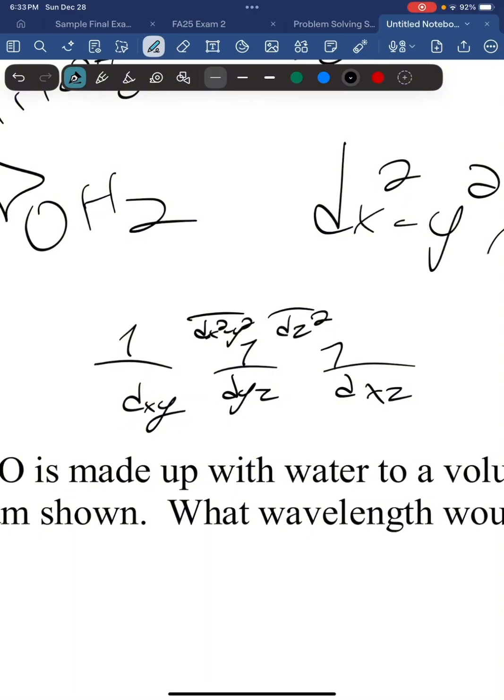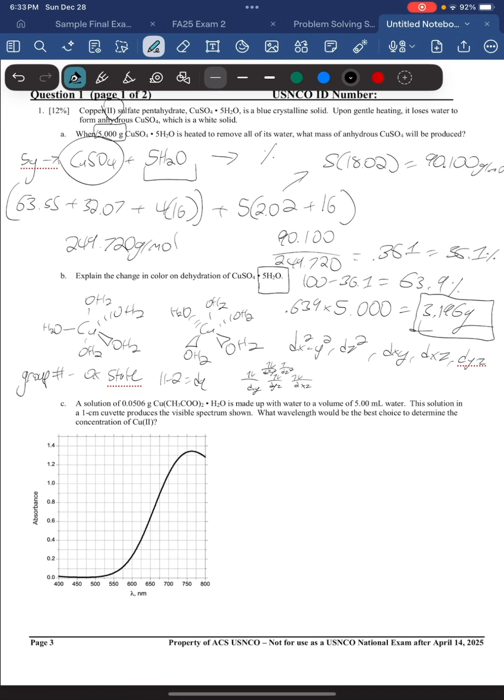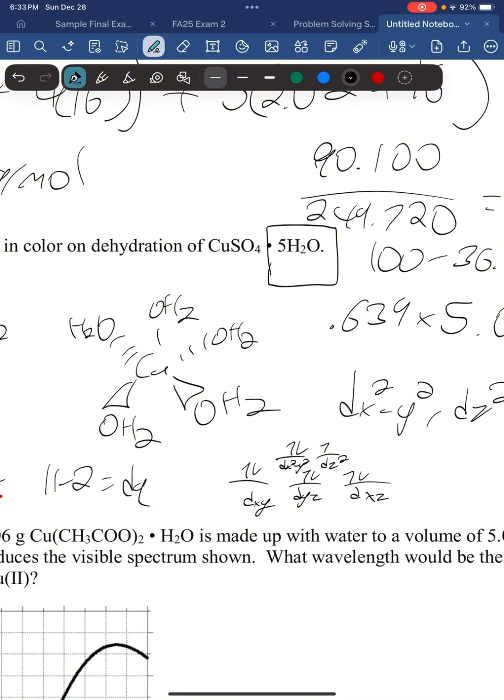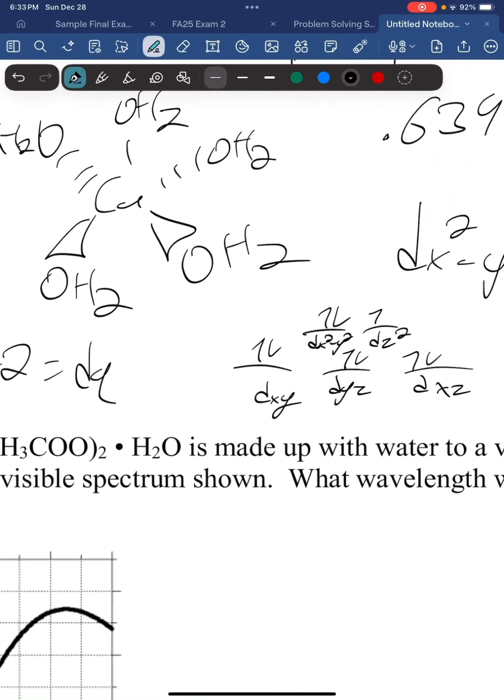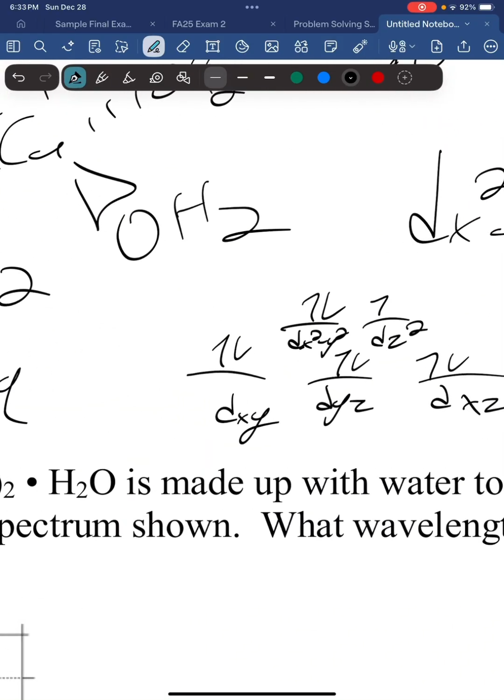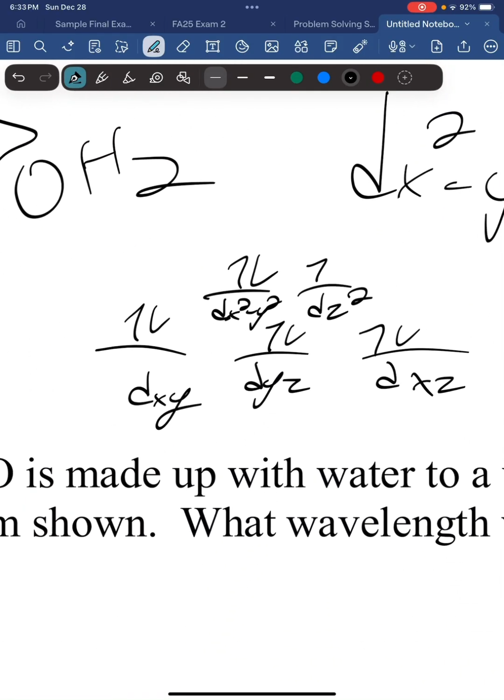1, 2, 3, 4, 5, 6, 7, 8, 9. Now, normally you would have to determine if this is high spin or low spin. Water is an interesting ligand in that it's on the high spin side. But because this is a 9-coordinate complex, the high spin low spin doesn't really matter.